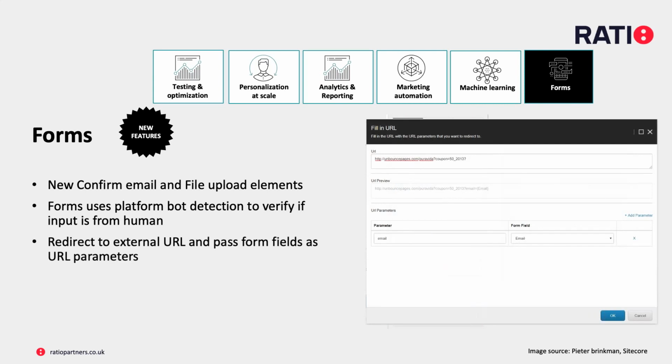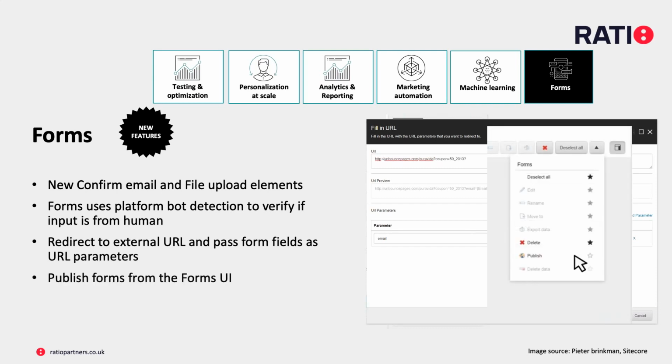Redirecting to external URLs and passing form fields on as URL parameters. That can be quite useful if you're running things like PPC campaigns and you want to pass success points onto a following page and trigger things like personalisation scenarios. And you can now publish forms directly from the Forms UI as opposed to just diving into a page and launching a form there.